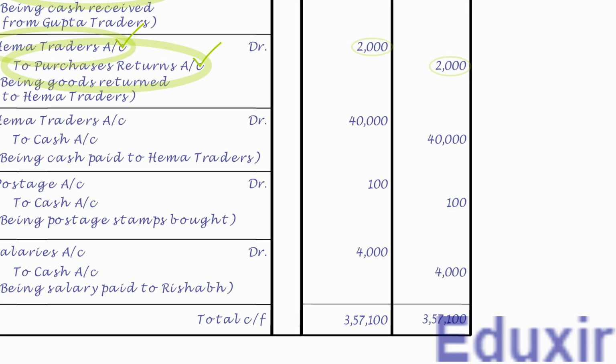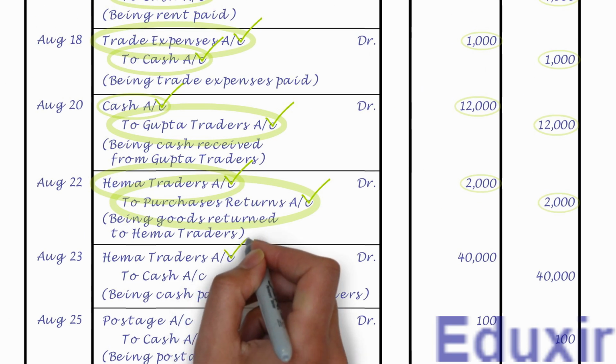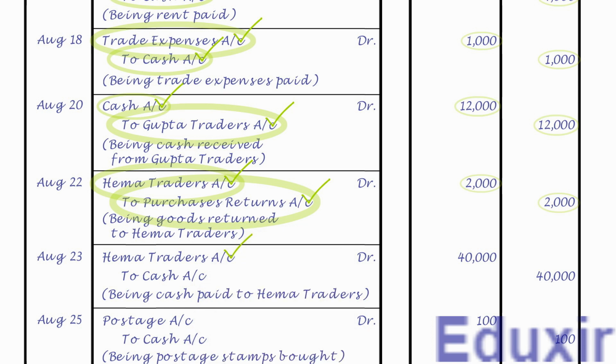As the name suggests, it needs to be posted on the debit side of Hema Traders account and the debit amount is 40,000 rupees. Note that the details that need to be posted into the particulars column is cash account. As we already have Messrs. Hema Traders account, let us now post this entry into that account.